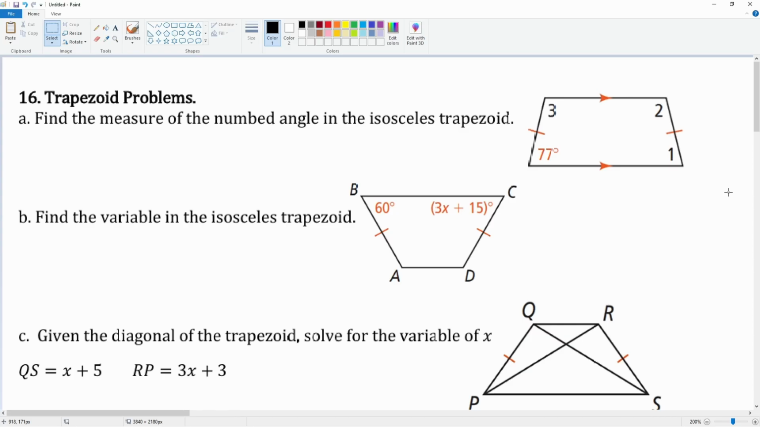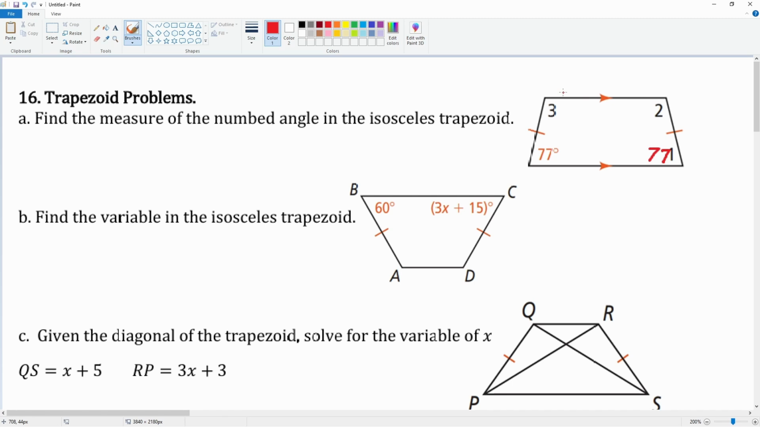Alright, number 16 deals with questions in regards to trapezoids. Part A asks you to find the missing angles here. We know the base angles here are going to be congruent, so angle 1 is 77.